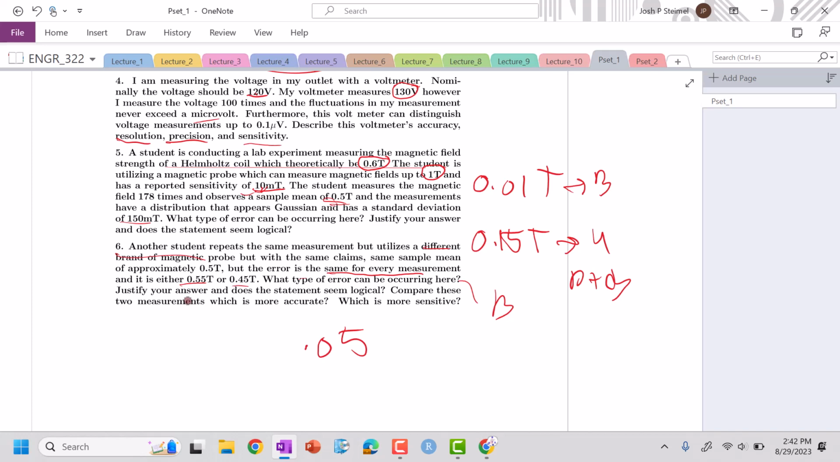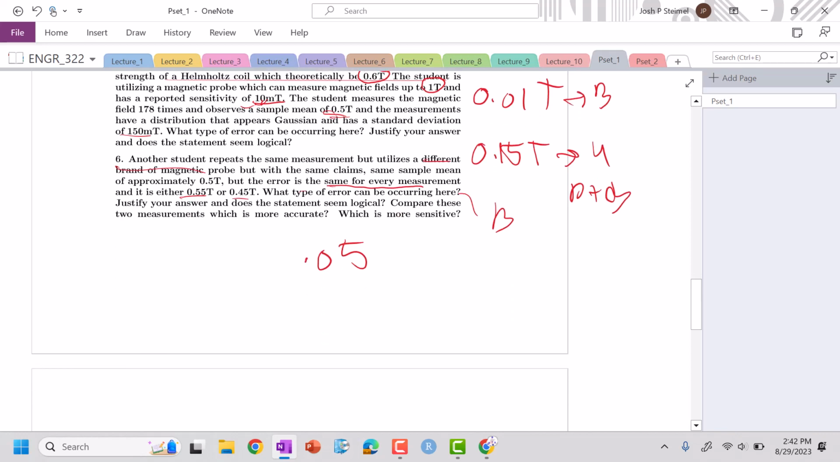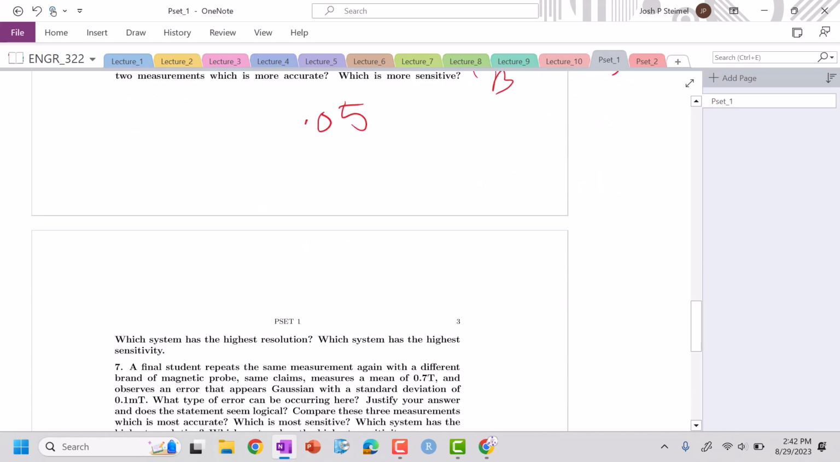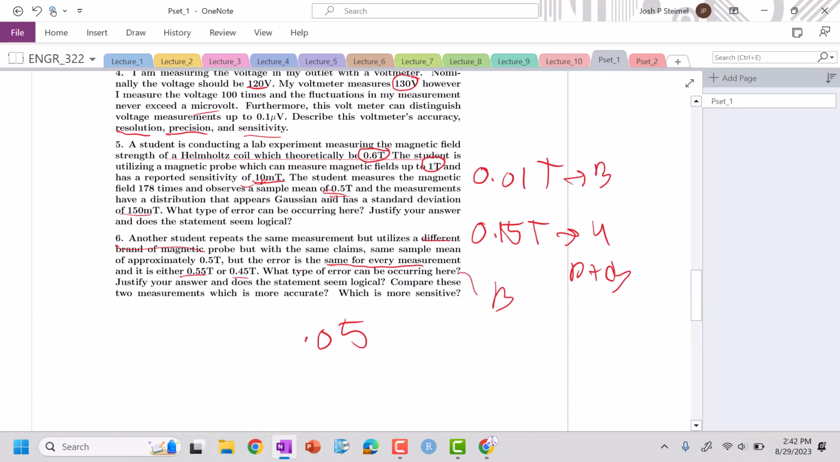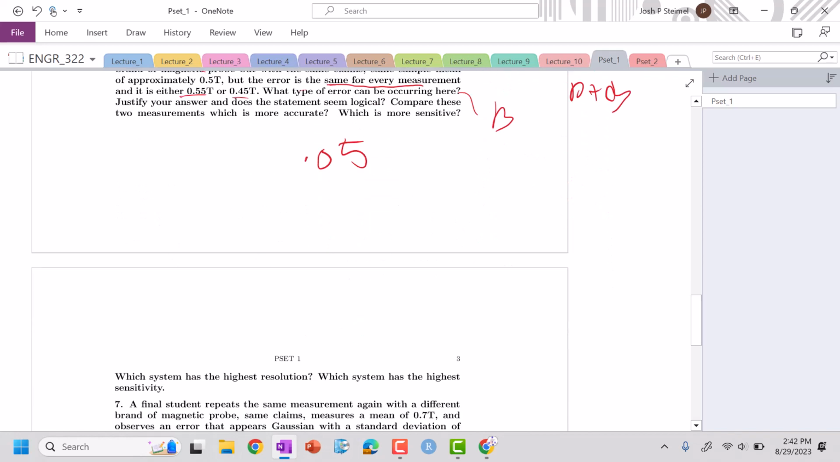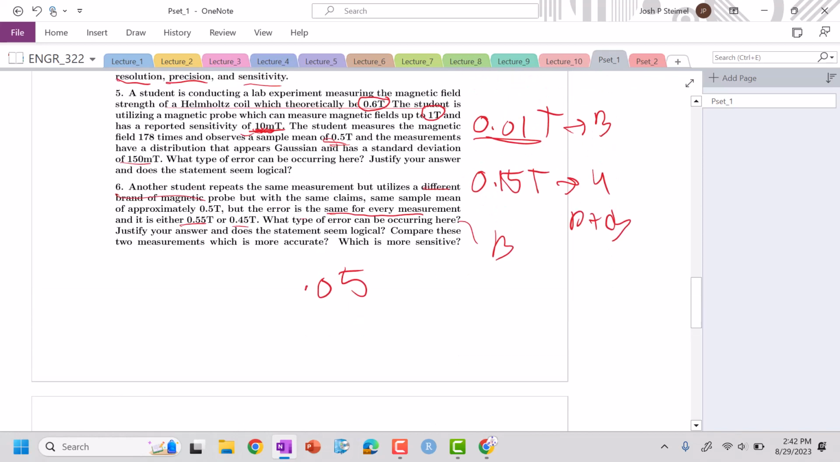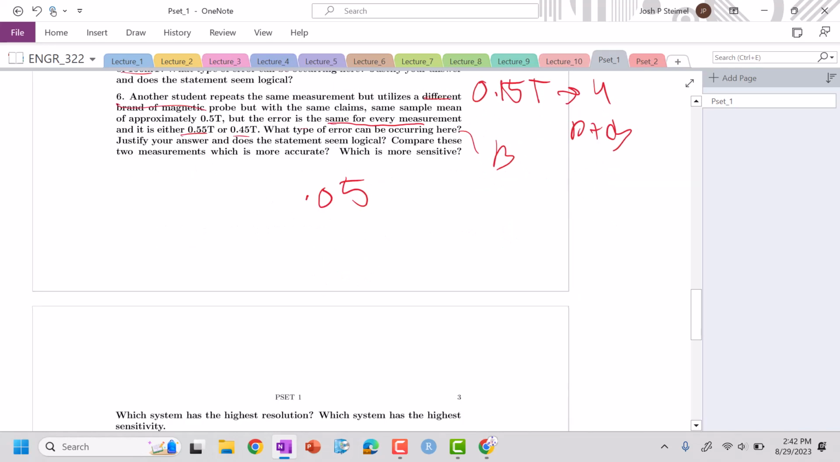They have the same sample mean, so which is more sensitive? It is going to be this one here, which has the higher resolution. The resolution is what we observed here. So this is higher resolution than this apparatus, and which system has the highest sensitivity? Again, overall, I would say number 6 as well.